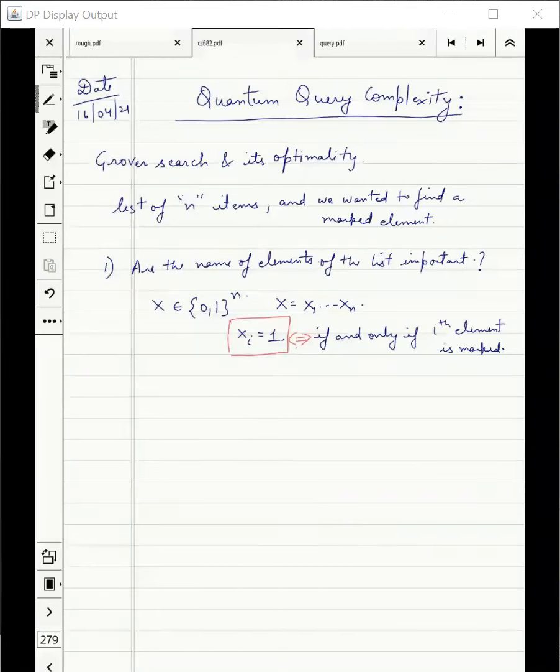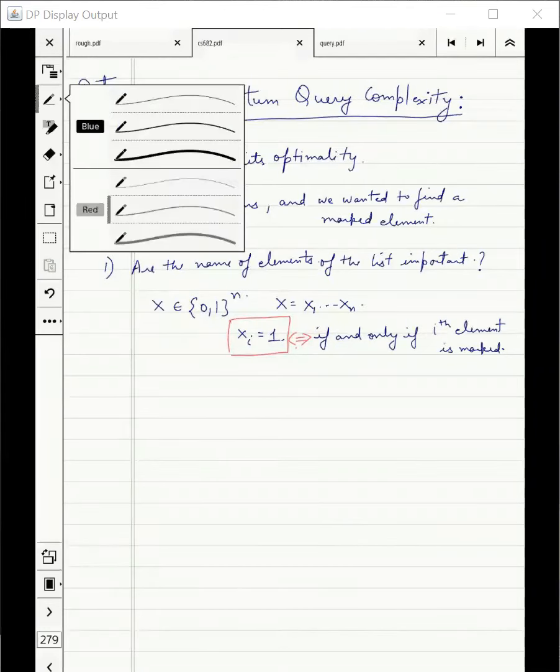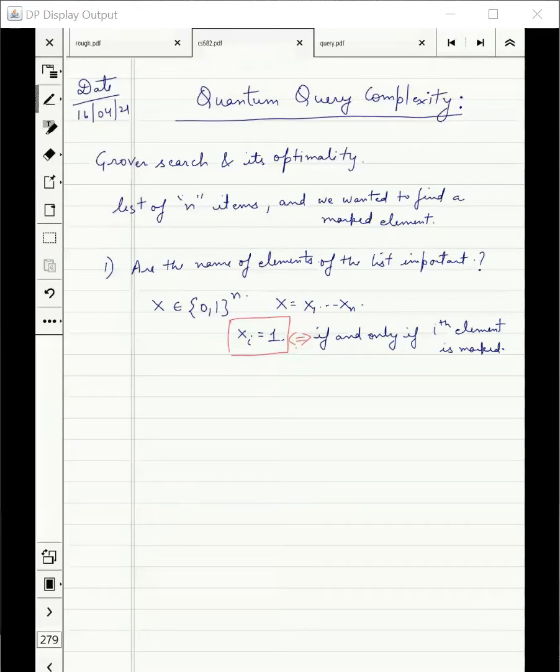Great. What other simplifications can I do? This might require slightly more thinking. Is it important that the algorithm gives us the precise location of the one? One means the marked element.